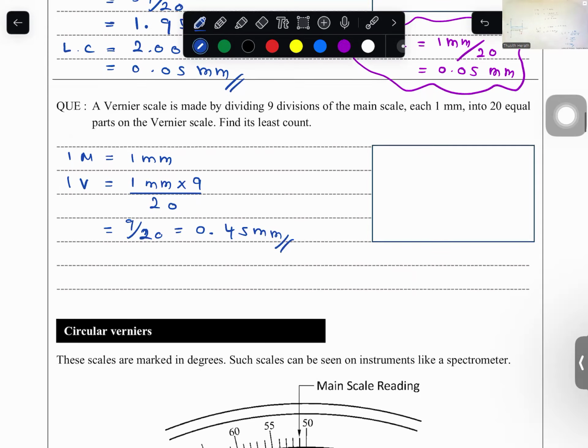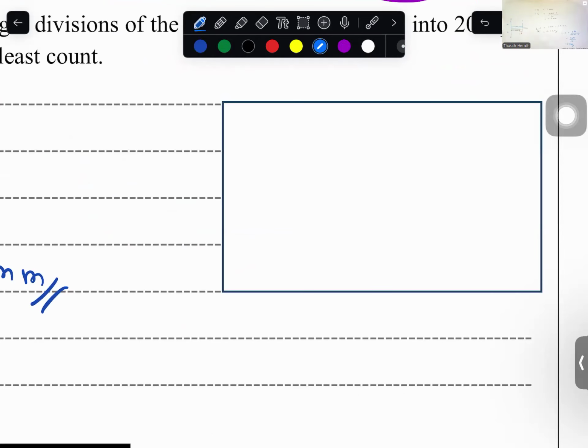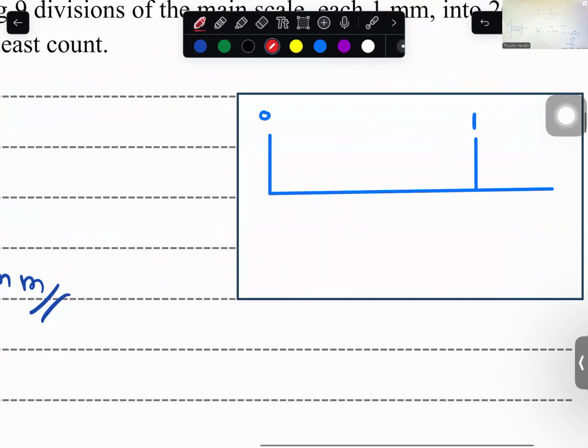Now it's fine, it's less than the length of a main scale division, so we'll draw the diagram. Zero, 1. So the length of a vernier scale division is 0.45. 0 and 0.45 means it should be less than 1, right? Could it be here? No, it's wrong, because 0.45 should be even less than half of a main scale division. Half of the main scale division is 0.5, and 0.45 is less than that.